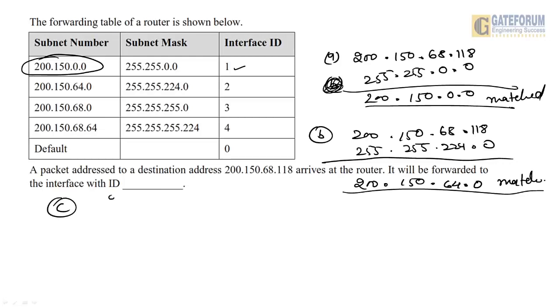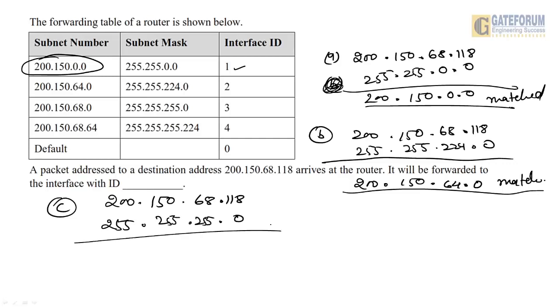Now 200.150.68.118 with 255.255.255.0. You can clearly see here the last octet is 0 only. 255 means all ones, then 68. So it gives you 68, it gives you 150 and it gives you 200. Again it is matched. So it is matched with the first one, it is matched with the second one, as well as with the third one. Let's try for the last one.